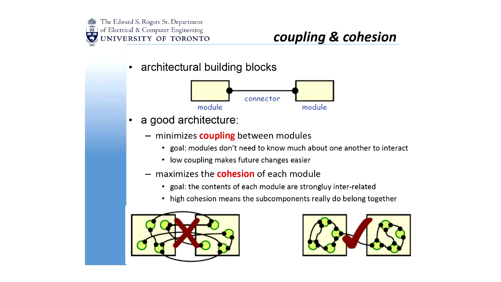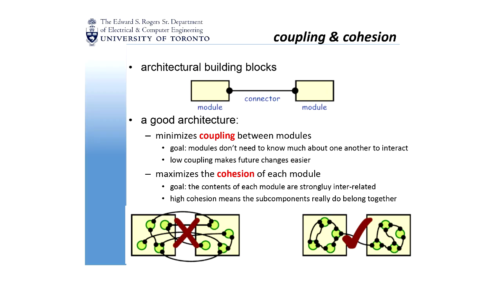The building blocks of any architecture are its modules and the connectors between them. A hallmark of good architecture is that it minimizes coupling. Our goal is to ensure that modules do not need to know much about one another to interact. Low coupling is essential because it makes future changes to the system much easier to implement.